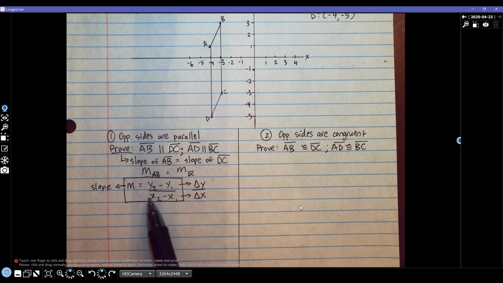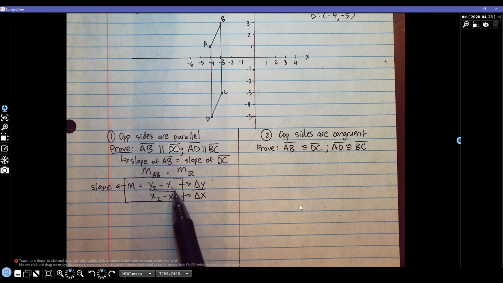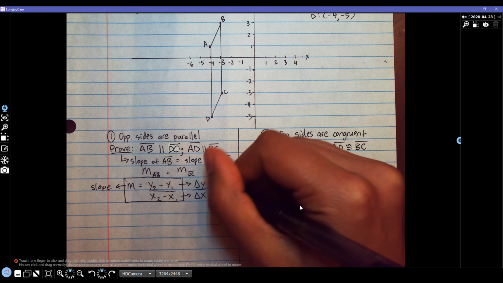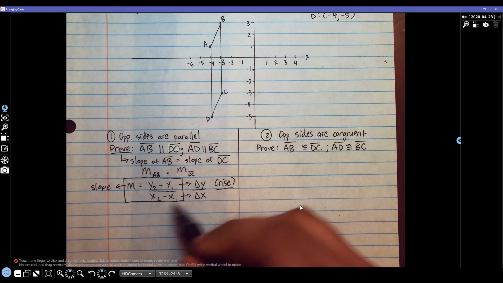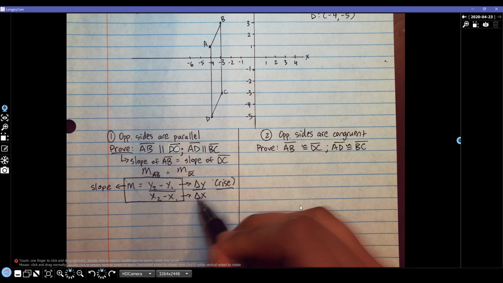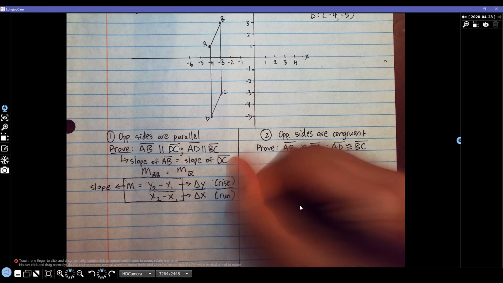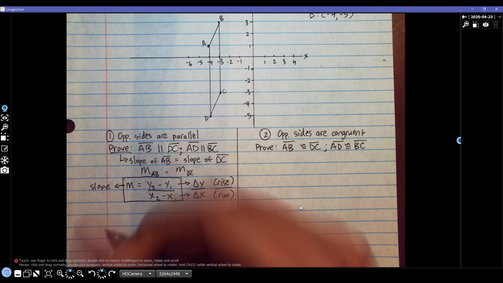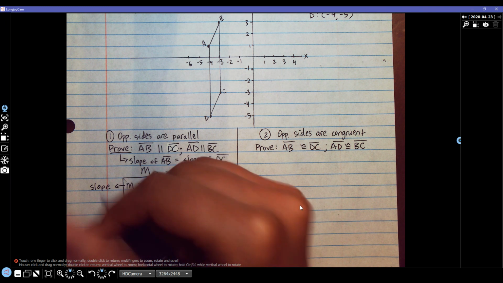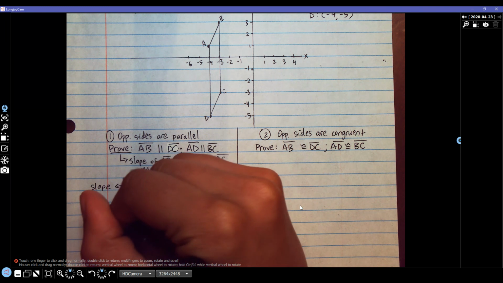Over here, I've written our slope equation. So M is equal to y2 minus y1 over x2 minus x1. The numerator up top is our change in y. You'll know this as your rise. And then the denominator is our change in x. You'll see this as your run. So let's first find the slope of segment AB.